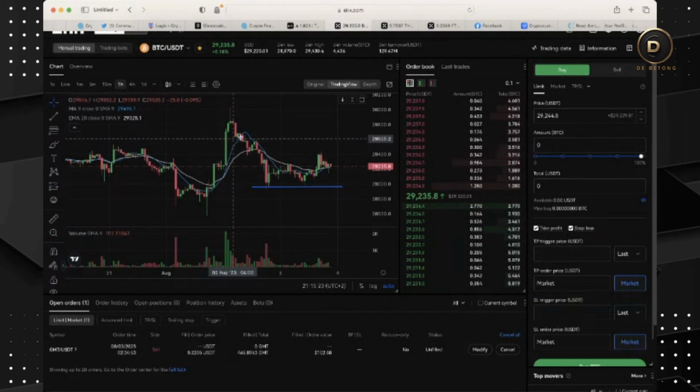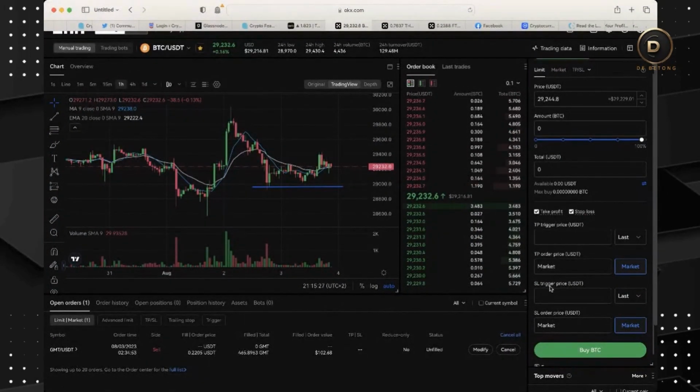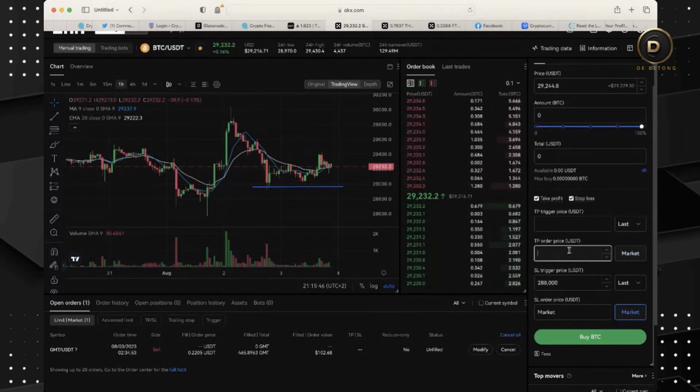Take profit. Let's say, for example, you want to take profit at 30,000. You're going to see SL stands for stop loss, right? TP stands for take profit. So you can say at 28,800, stop loss, and at 30,000, you're going to take out profit.